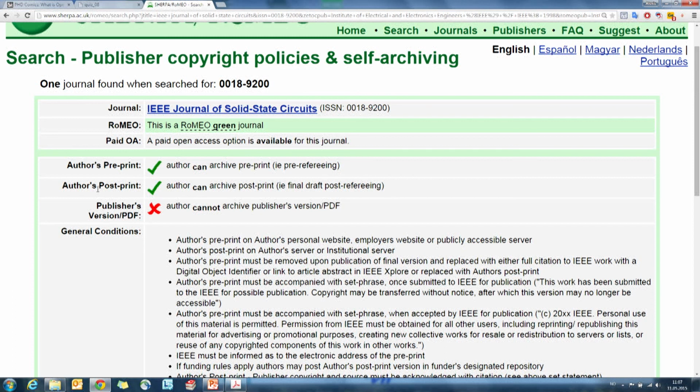The information that you can find is the journal title. Make sure that you double check the ISSN so that you're getting the right information. And this is a Romeo Green journal. The information that users can see is the author's preprint.